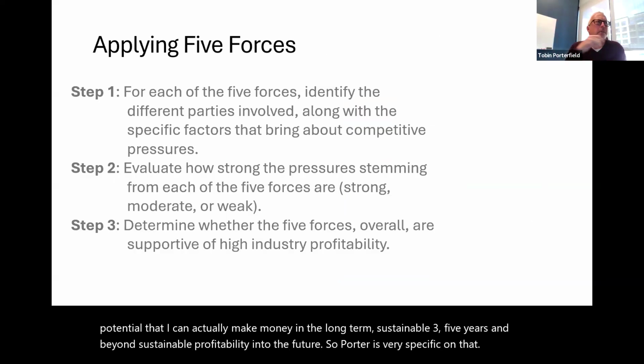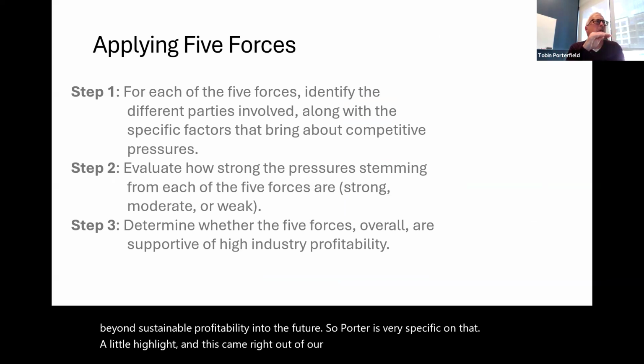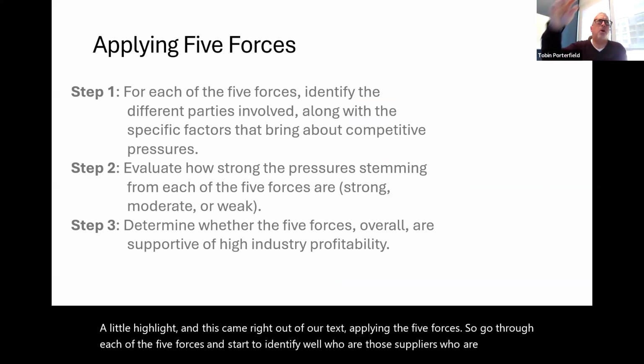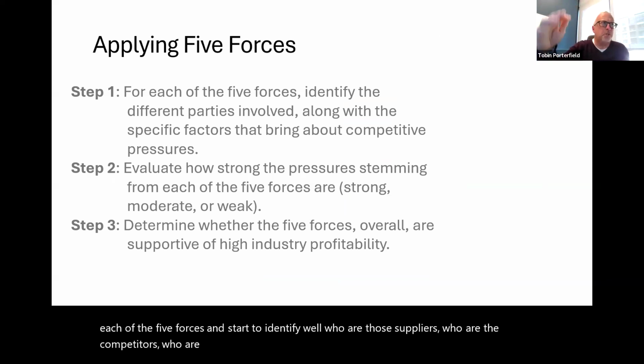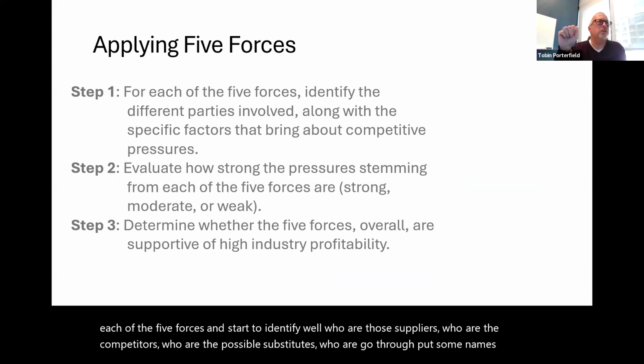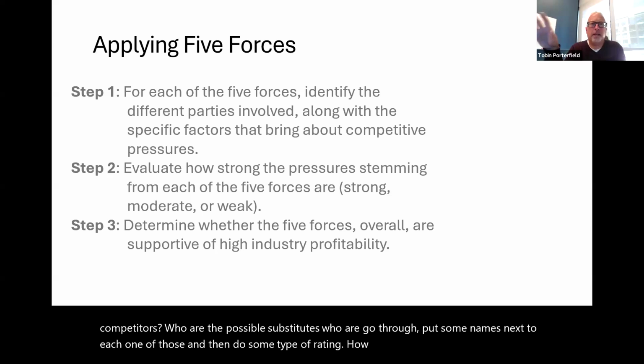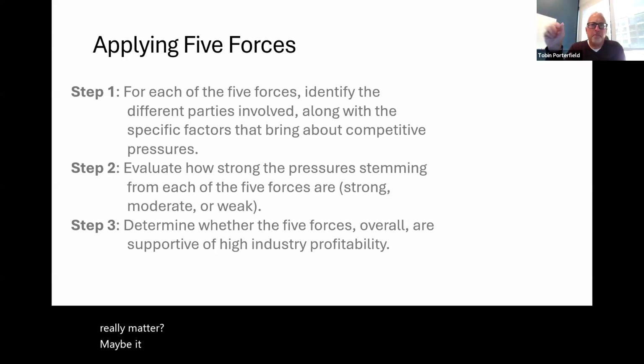A little highlight, and this came right out of our text: applying the five forces. Go through each of the five forces and start to identify who those suppliers are, who the competitors are, who the possible substitutes are. Put some names next to each one of those, and then do some type of rating. How strong is that presence? Does it really matter? Maybe it matters a little, maybe on a 5-point scale.